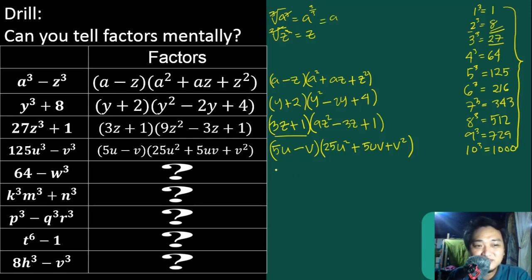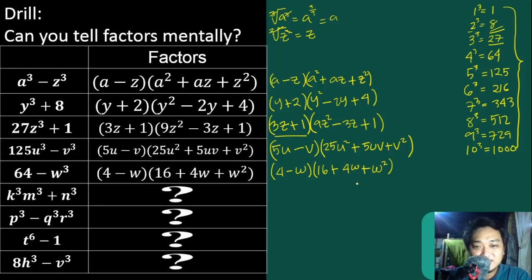The next example, 64 minus w cubed. That is simply, parang naibigay ko na ata to kanina, no? So that is 4 minus w times the trinomial 16 plus, bakit plus? Minus dun eh, minus dun sa binomial eh. 4w plus w squared. Tingnan natin kung tama tayo. Okay, tama tayo.